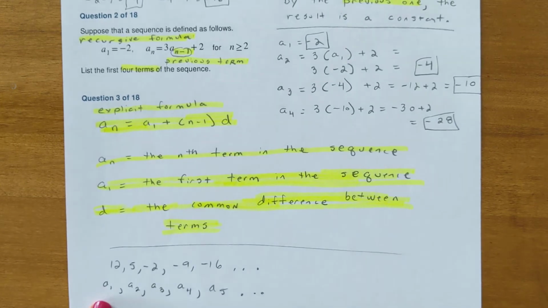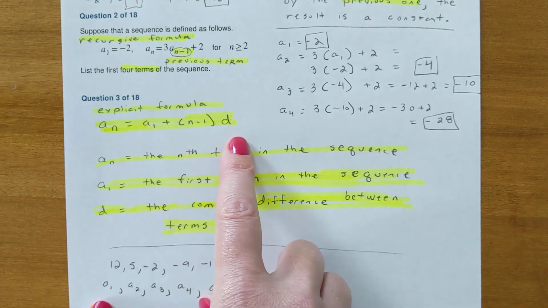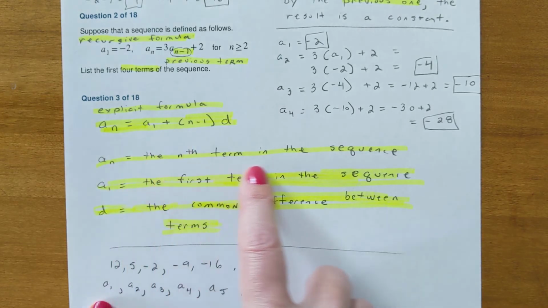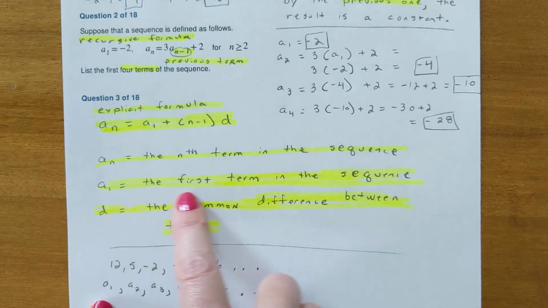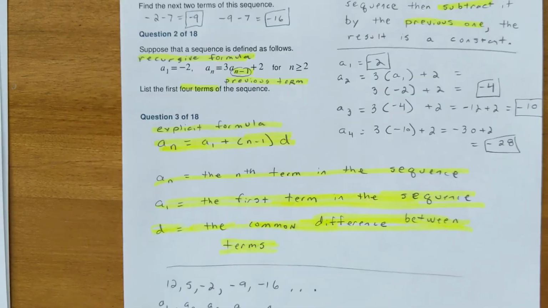Okay, then the explicit formula, which we'll use sometimes, I wrote it down here, is a of n equals a of 1 plus n minus 1 times d, where a of n is the nth term in the sequence, a of 1 is the first term in the sequence, and d is the common difference between the terms. We'll need to come back to that.